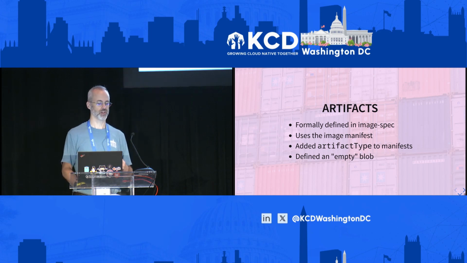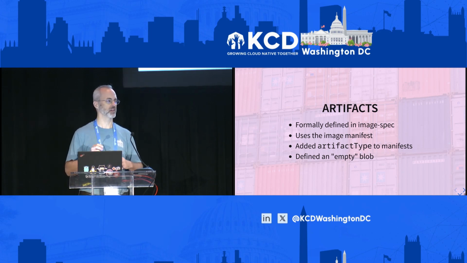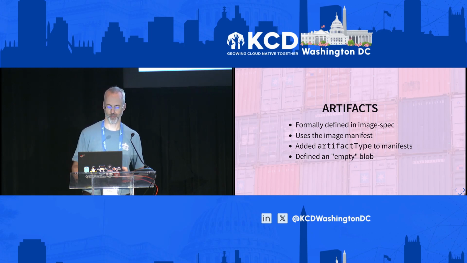And part of that, we defined what an artifact type is in there, and we also defined what an empty blob is, because there's a lot of cases where you're shipping around pieces that are required in the spec, and you might not have it within your artifact, and so we defined how you can null those fields out.